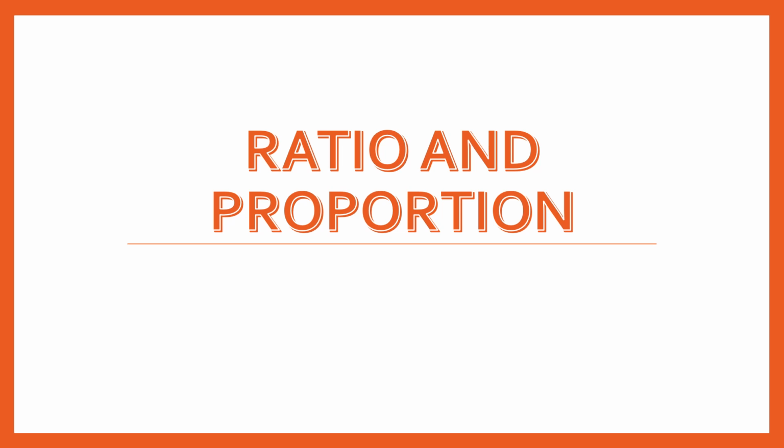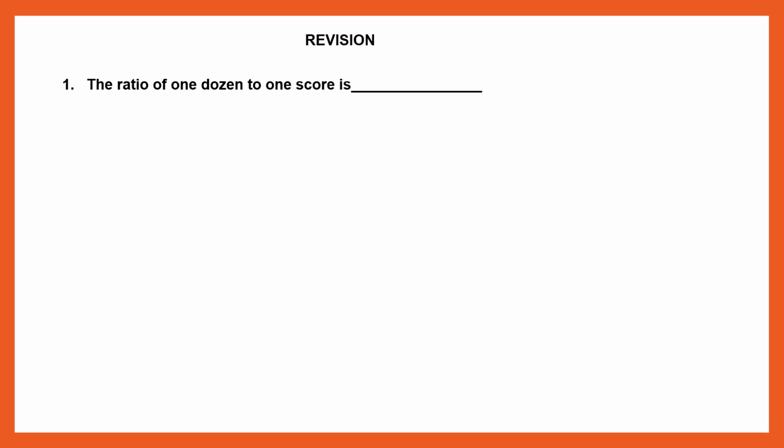Let's revise ratio and proportion. Let's begin with our revision. The first question is, the ratio of 1 dozen to 1 score is dash.